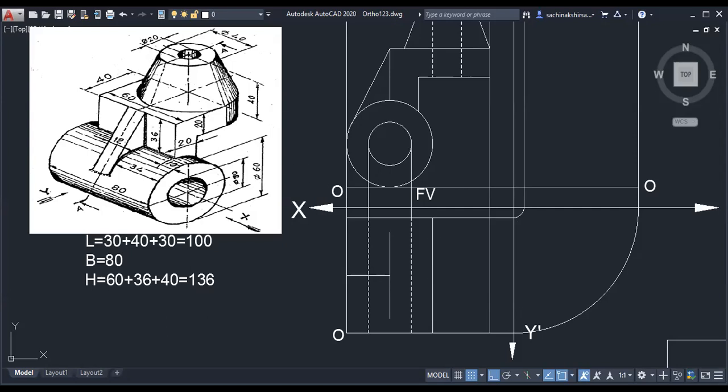Out of that total, from here I have to draw 10 mm. Okay, like this. Here I have to draw now a semicircle.